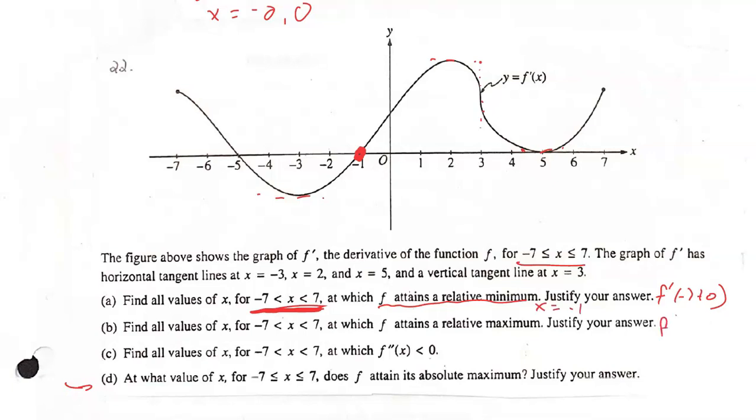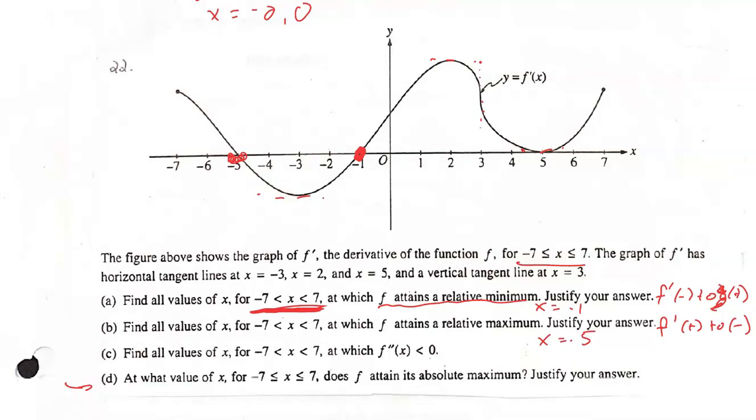The max you're looking for when f prime, whoa, what did I do here? Negative to positive. F prime for a max needs to be changing from positive to negative. That happens at 5 or -5. So our answer to this one is -5.